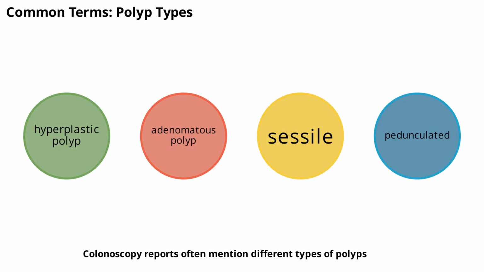Colonoscopy reports often mention different types of polyps. Hyperplastic polyps are usually harmless and rarely turn into cancer. Adenomatous polyps have a higher risk of becoming cancerous over time. The report may also mention sessile, flat, or pedunculated, on a stalk, polyps. Knowing these terms helps you understand your risk and what follow-up may be needed.